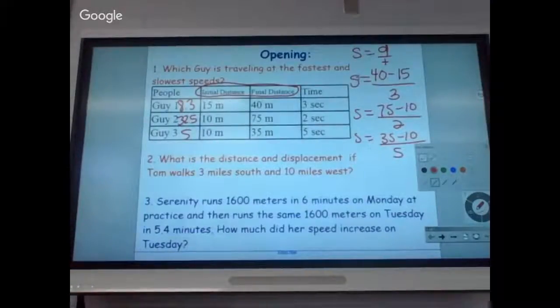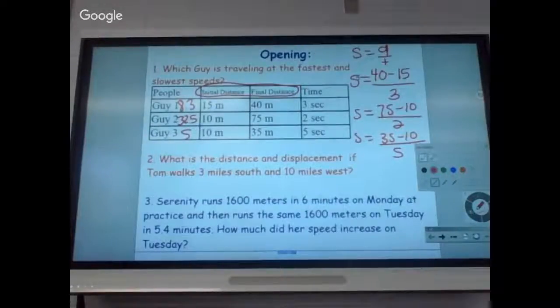All right, so who's my fastest guy? Who's my fastest, Isela? Guy 2, and who's my slowest guy? Guy 3. All right, everybody okay with guy 2 being the fastest because it has the biggest number, and guy 3 being the slowest guy because it has the smallest number? Which guy is traveling at the fastest speed? The one with the biggest number is the fastest, and the one with the smallest number is the slowest.